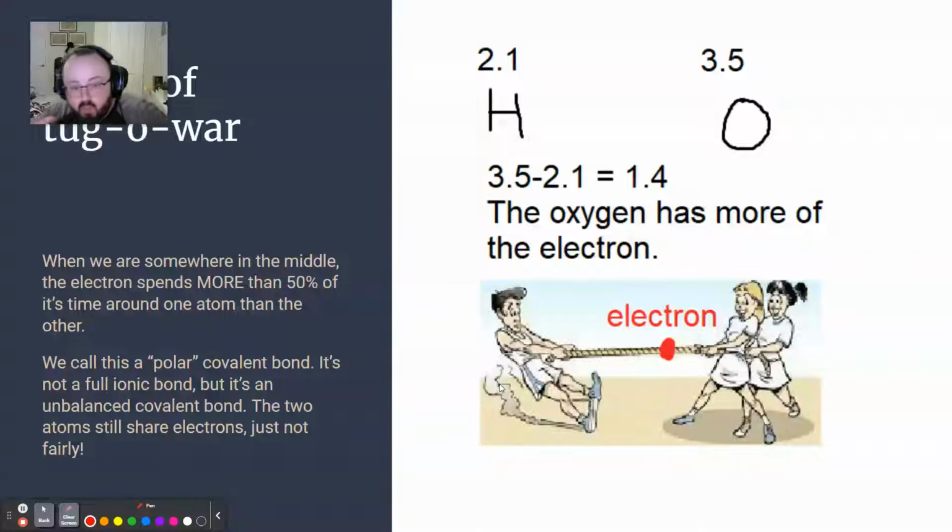When we have somewhere in the middle, so here's our oxygen. Here is our oxygen. This guy is our hydrogen. So they are kind of winning. They're not fully won. This electron is about, let's just say it's like 70-30. So 70% of the time, this electron is going to be around the O, 30% it's going to be around the hydrogen. Okay? So they are still sharing this electron, but it is just not a fair share. The oxygen gets the electron more often than the hydrogen.